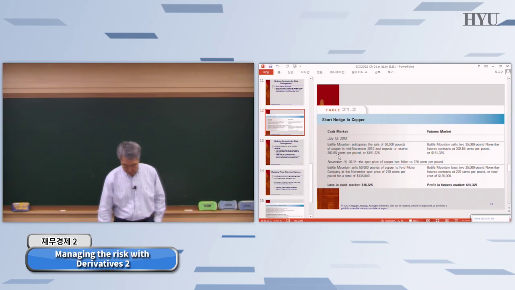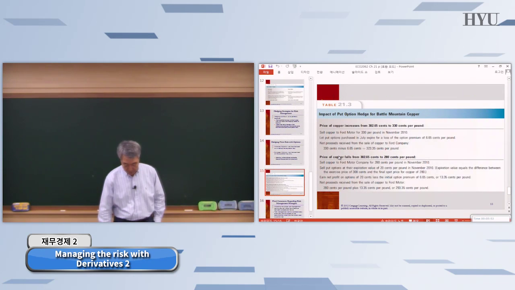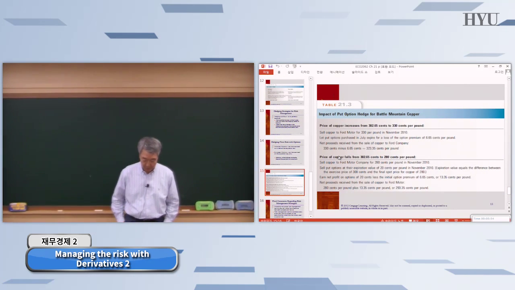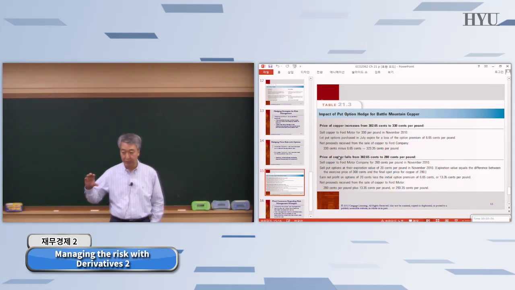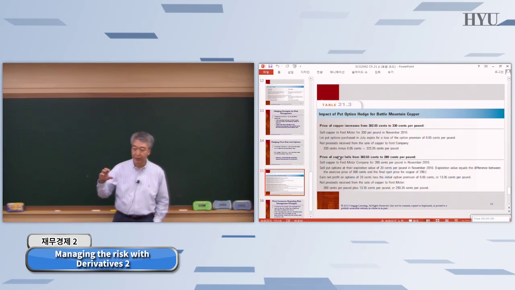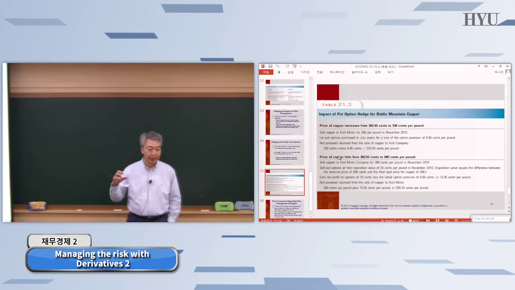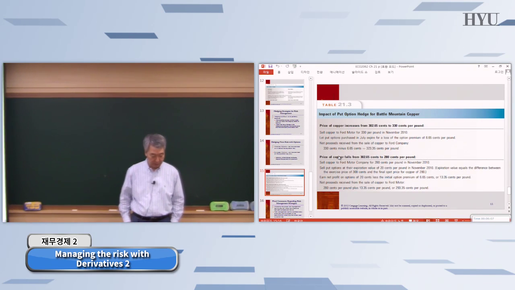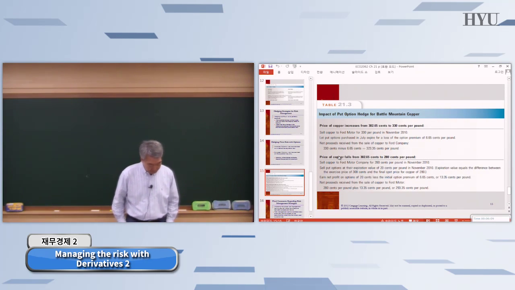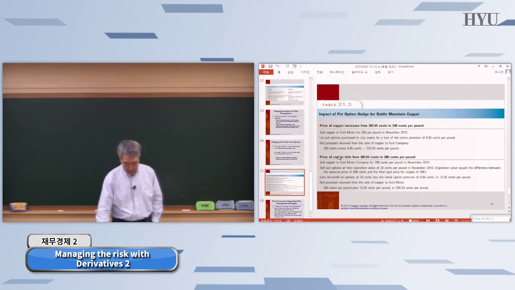So the benefit of hedging with options is, using that example, you can protect yourself against the price decline, and when price actually goes up, then you can also benefit from the increasing price. So what you could have done in that situation is, let's say, the price of copper, right?